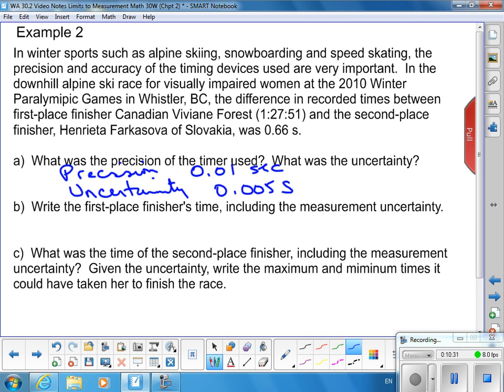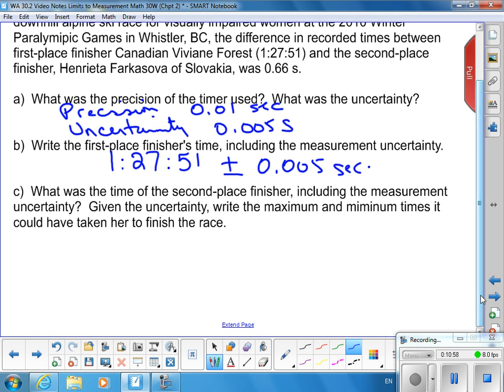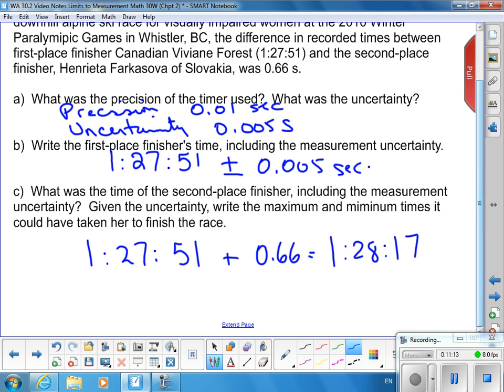Write the first place finisher's time, including the measurement uncertainty. So you would take the time, 1 minute, 27 seconds, and 51 100ths of a second, plus or minus 0.005 seconds. What was the time of the second place finisher, including the measurements of uncertainty? So we would have to take her time, and add 0.66 because she was that far behind. So her finishing time was 1 minute, 28 seconds, and 17 100ths of a second.